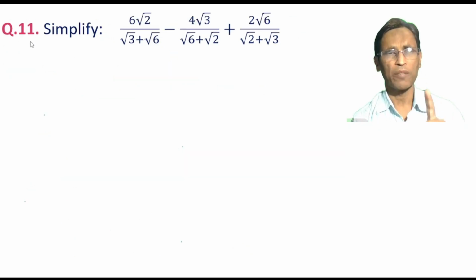Now we come to the question number 11. Simplify. The expression is given here. Clearly, the denominator of each fraction is irrational. So, in simplification, first of all, we will rationalize them. So, now let's do it.